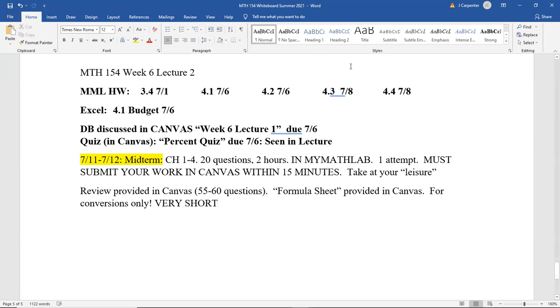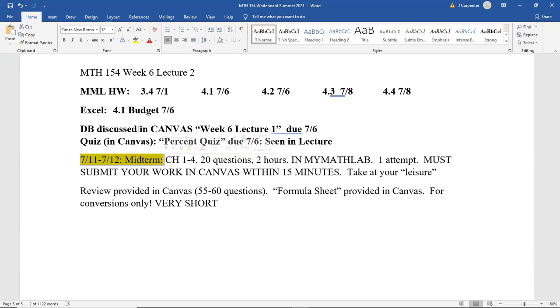So I am going to jump down to this highlighted section to talk about it first. Our midterm dates, where you're going to take it at your quote leisure at any point in that 48-hour span on MyMathLab, will be Sunday the 11th and Monday the 12th. So if you can't take it on Sunday, then you've got all of Monday. It's going to cover chapters 1 through 4.